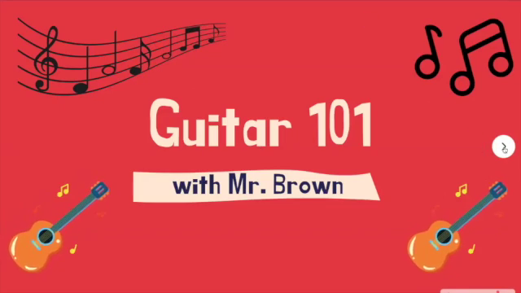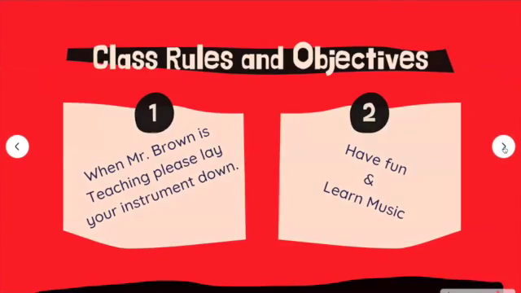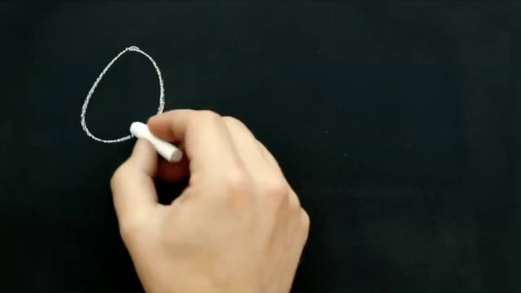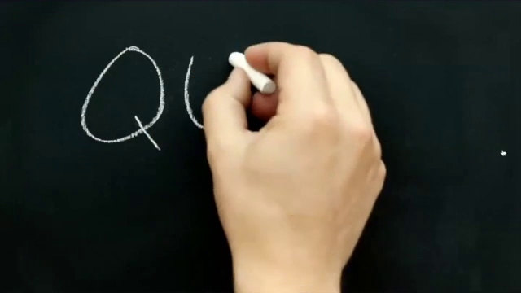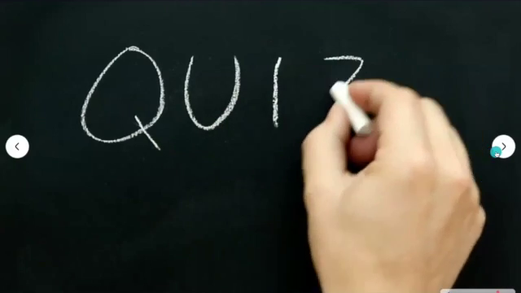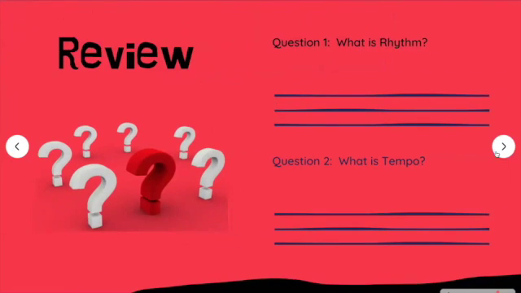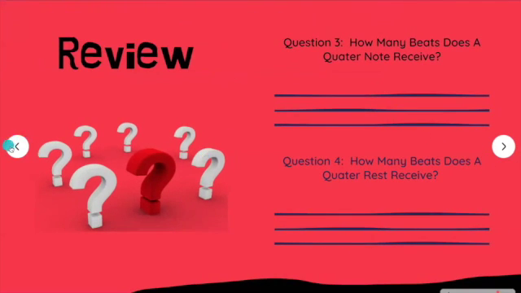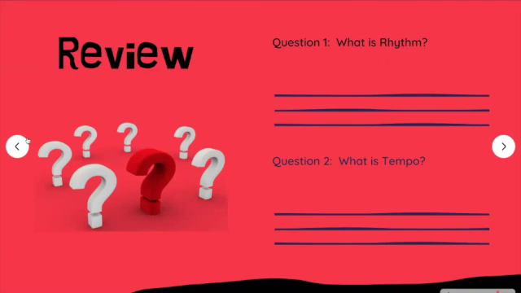This is lesson 3. All right, so let's review what we've done so far in the first 2 lessons. What is rhythm? Rhythm is the constant pattern of sound.